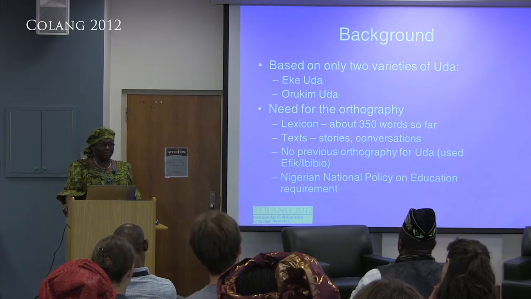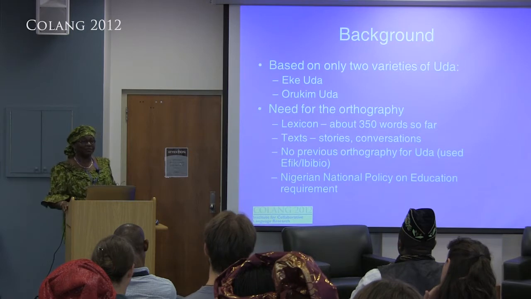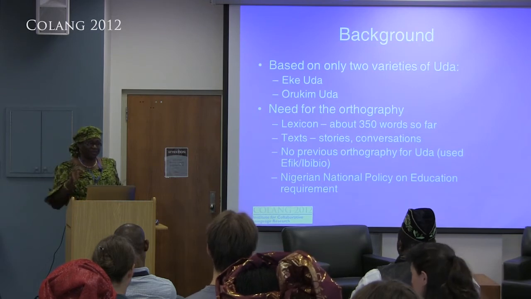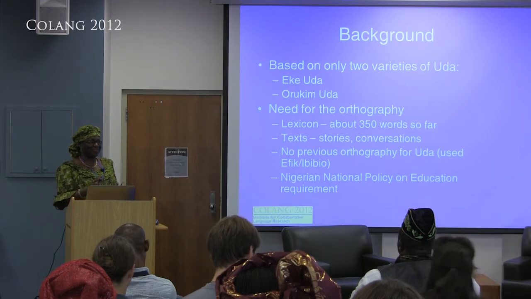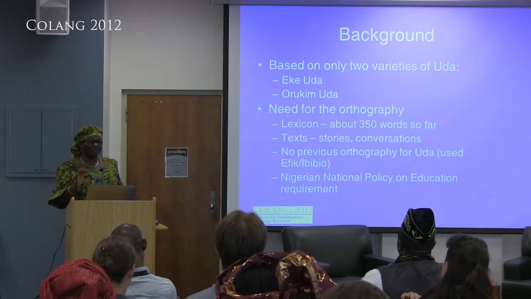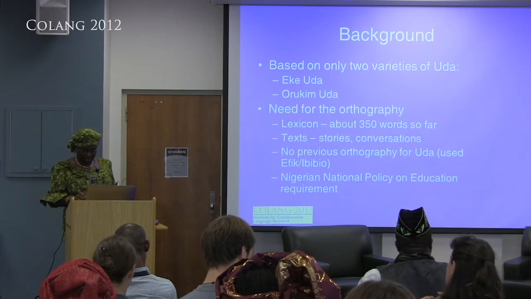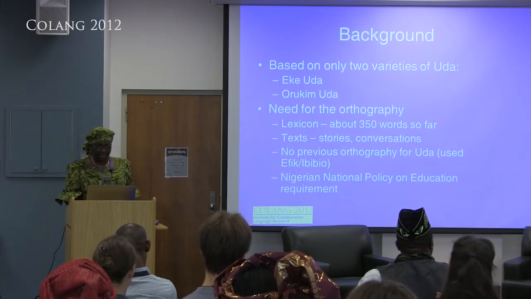And more importantly, in Nigeria, there is an official statement in the National Policy for Education which makes provision for pupils in the primary school to be taught in their own language up to primary three. I don't know what grade it is here. So most languages have a problem because there are no orthographies and no materials in the language. So this is one step towards fulfilling that requirement for the Uda community.